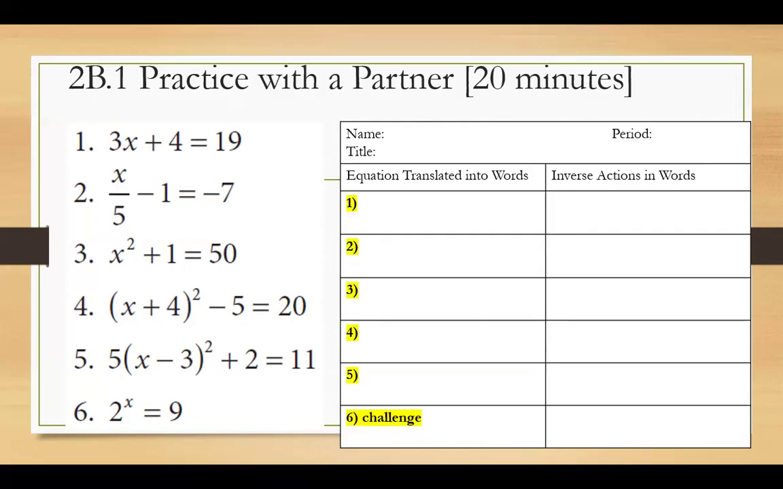Number 6 is a challenge. It leads us into our next section. So just to see what you put is not necessarily right or wrong, but what do you think you would do on number 6? All right. Are there any questions about 2B.1? We're good? Yeah. All right.